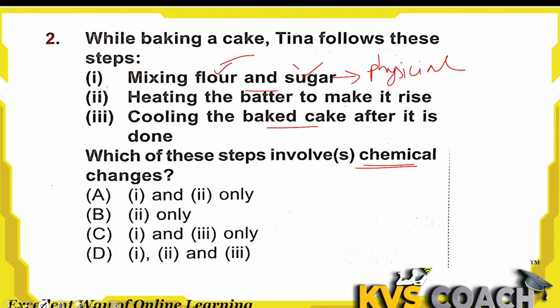Heating the batter to make it rise. Yes, this is a chemical change. Why is it a chemical change? When we heat the batter, what happens? By the heating of batter, there's a decomposition of baking soda. In the cake mixture we use baking soda, right? That's why it will rise and become fluffy. So decomposition of baking soda produces CO2 gas, which causes the cake to rise.